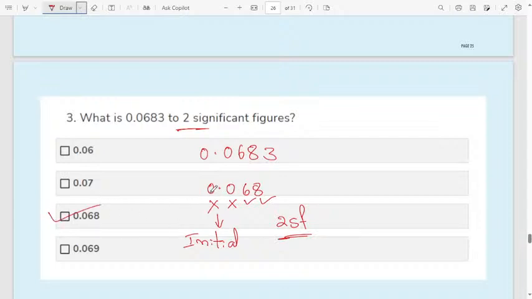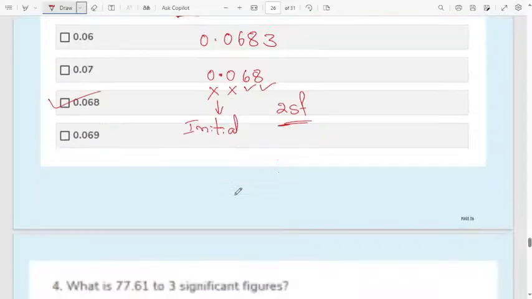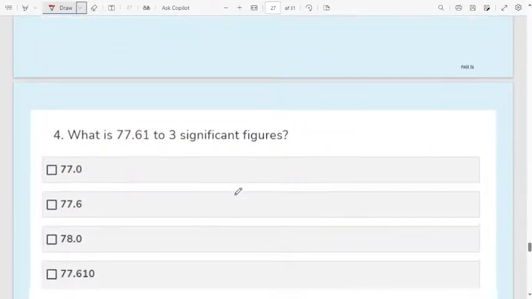Don't get confused: 1, 2, 3, 4, you are having four significant figures here. No, when you have initial zeros, even though you have the decimal here, can this 0 be considered as significant? No, because the initial zeros are there. When the initial number is 0, even though it has a decimal, we will not consider it as significant. That point is very, very important, you have to remember.